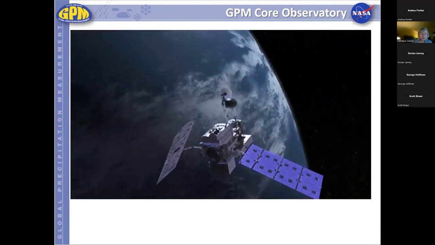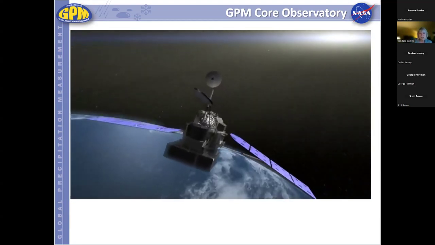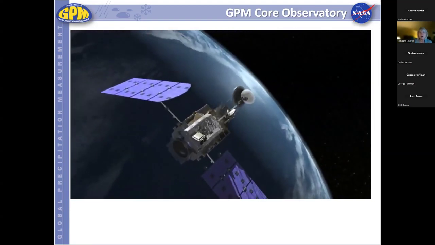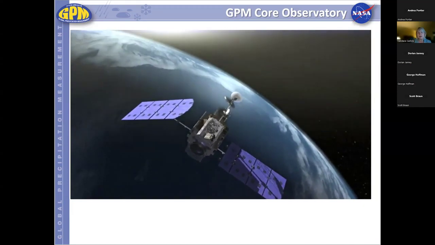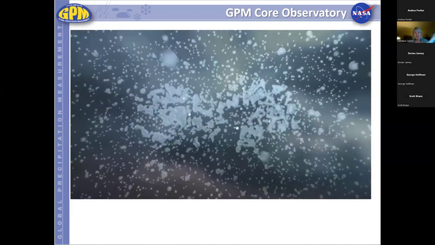So one orbit is about 93 minutes, and there's 16 orbits per day. As George mentioned, it takes about 83 days for it to get over every single point on the Earth, but it does see most of the Earth about 16 times a day.